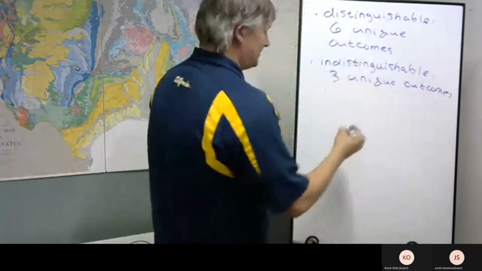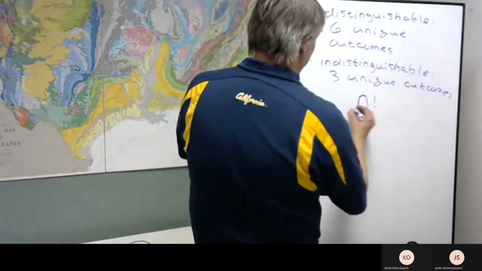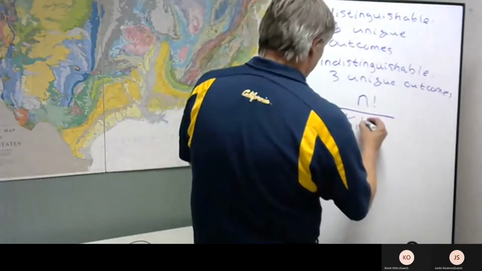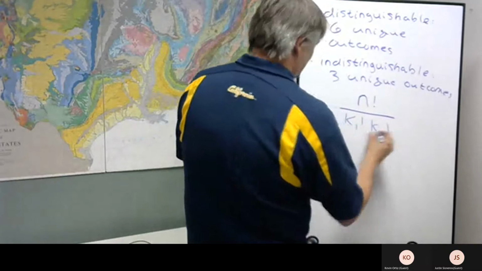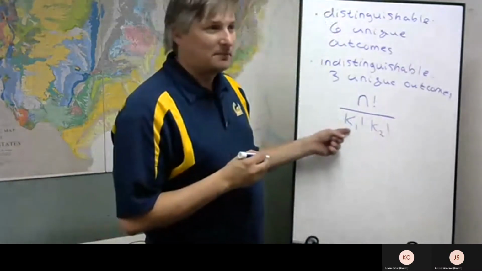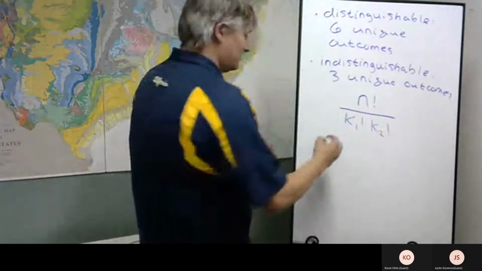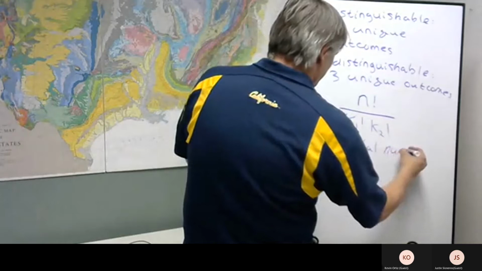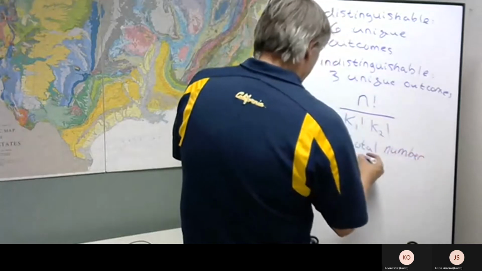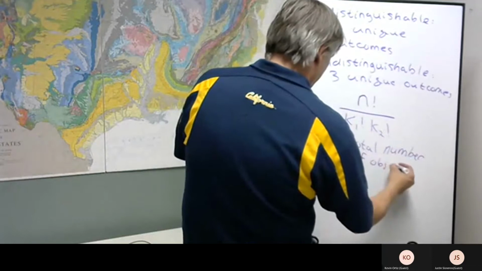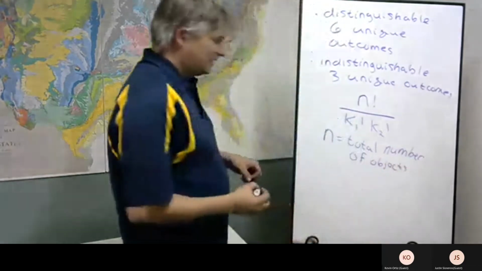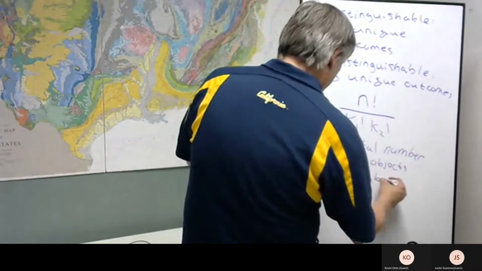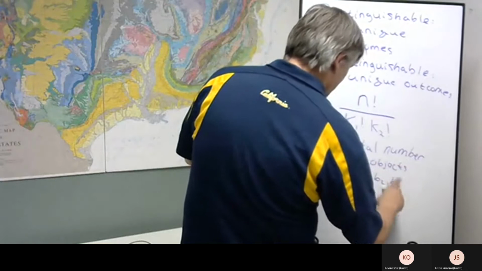Okay. So what we're going to do is this. We're going to take n factorial, and we're going to divide by the factorial of the number of types that could be confused with each other. So N is the total number of objects. So in this case, it would be B1, B2, C1.